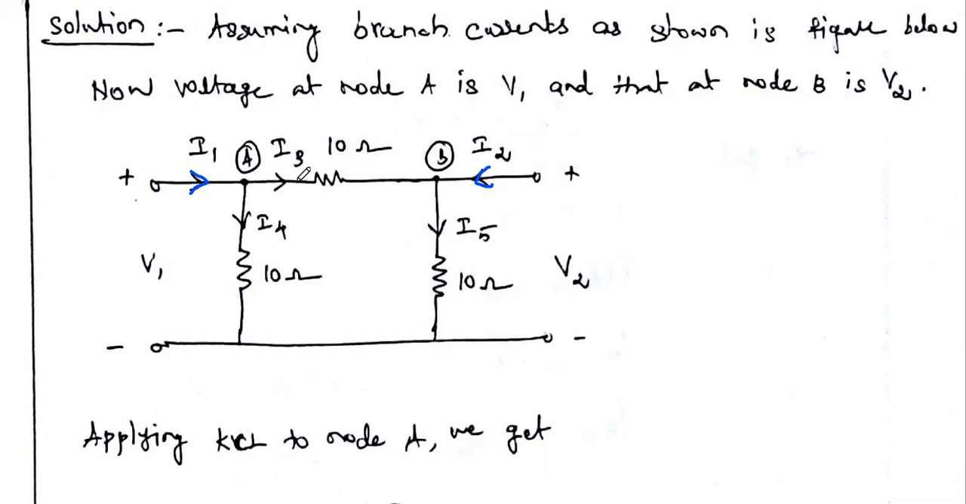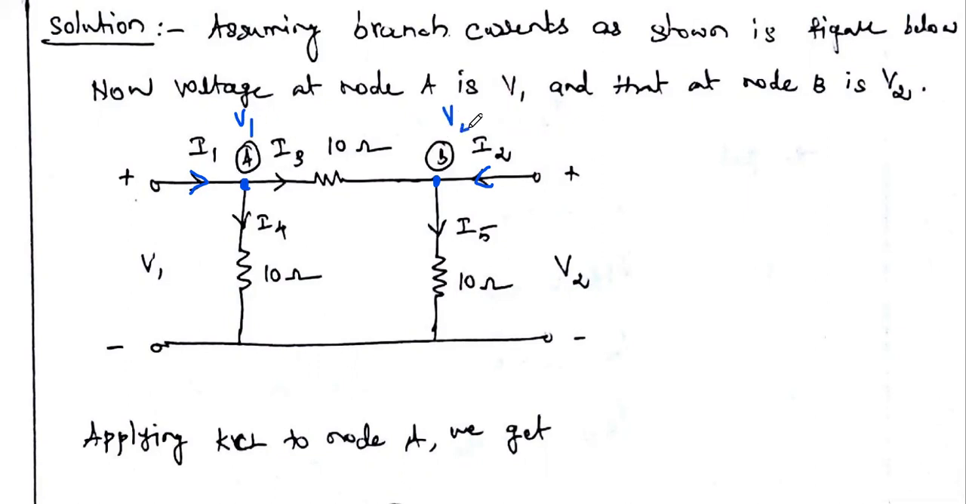Next, we have to find the nodes. In this network, how many nodes are there? Except the reference node, this is the reference node, so you leave the reference node. This is one node, which we take as A, and this is another node, which is node B. For each node we have to write the KCL equation. Before that, let us take the voltage at node A as V1, and the voltage at node B as V2.